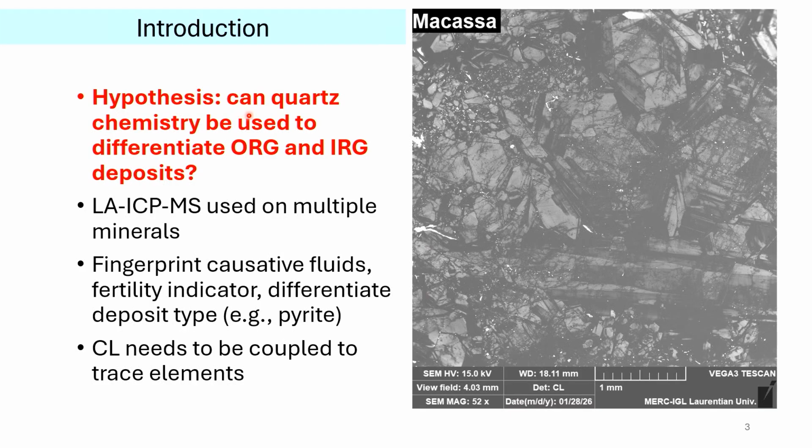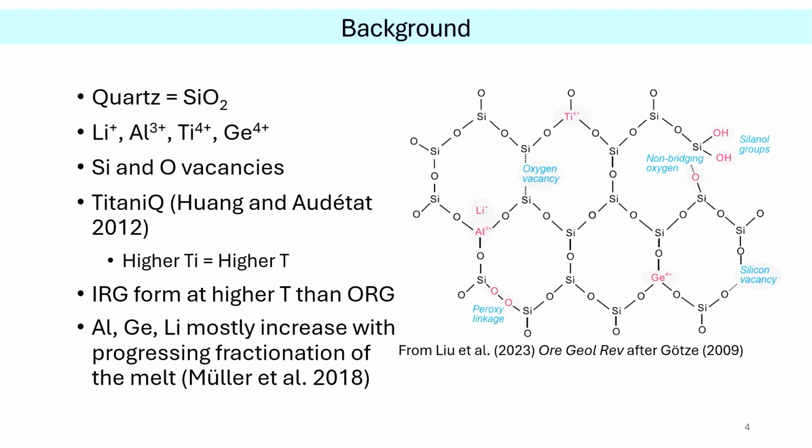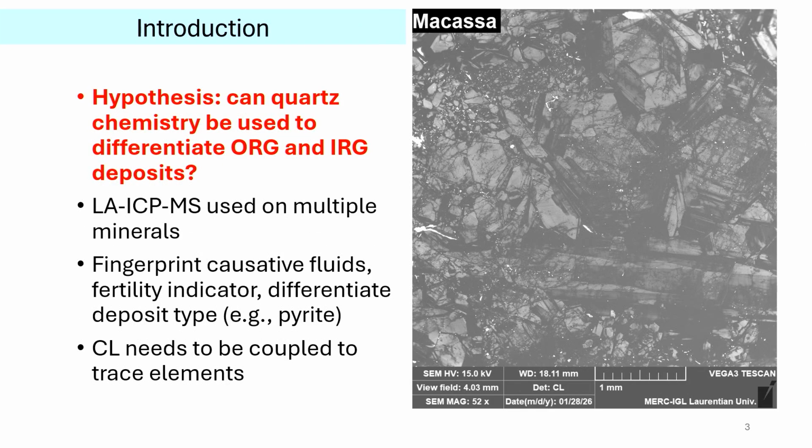In recent years, laser ablation has allowed us to do trace element work in a whole suite of minerals, and this has allowed us to fingerprint causative fluids, get an indication of fertility, and even differentiate deposit types. For example, pyrite chemistry has been used to constrain and understand the nature of ore fluids, and to differentiate deposit types, like VMS versus porphyry deposits, from Gregory et al. But quartz trace elements have also been used to differentiate between magmatic and pegmatitic systems from lower hydrothermal settings.